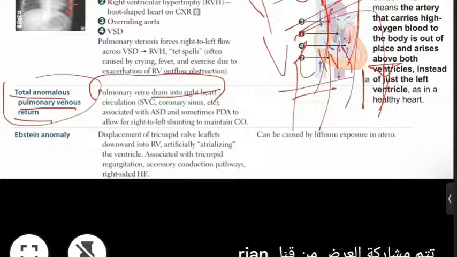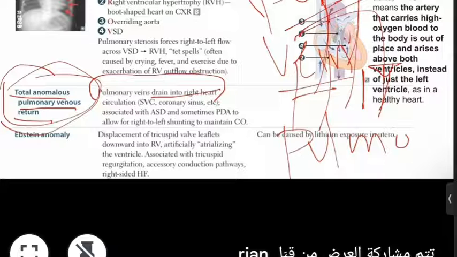will be oxygenated blood. So the pulmonary vein will carry oxygenated blood to the left atrium, from the left atrium to the left ventricle, from the left ventricle to the aorta, and so on, and from the aorta to the body. Okay? But if you have a congenital heart disease, like total anomalous pulmonary venous return, you will have pulmonary veins drain into the right heart circulation.